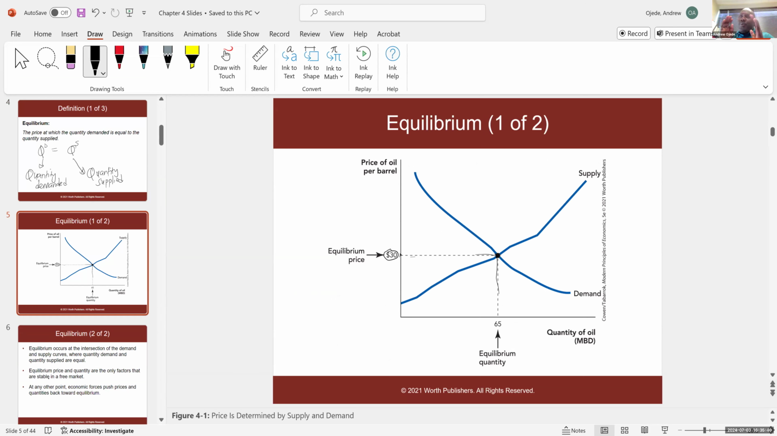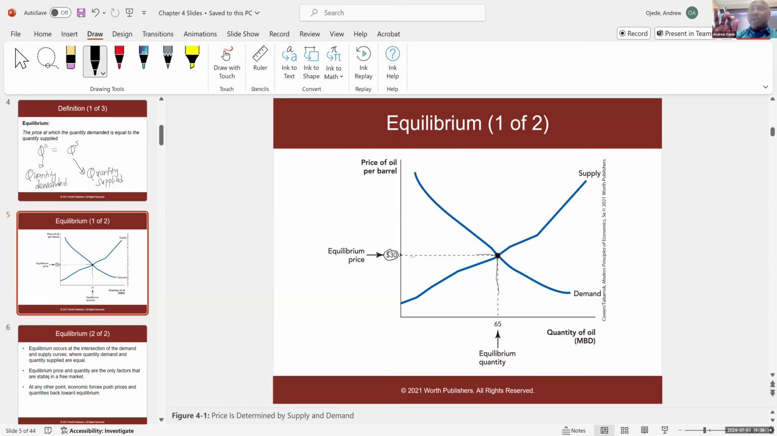Okay, now, when we put supply and demand together and we're talking about equilibrium, we no longer talk about equilibrium supply or equilibrium demand. We just call it equilibrium quantity. We no longer call this quantity supplied or quantity demanded. We just call it equilibrium quantity, because that's a point where supply equals demand. So in this case, the equilibrium price of oil is $30 per barrel, and the equilibrium quantity is 65 million barrels that will be produced and consumed a day.